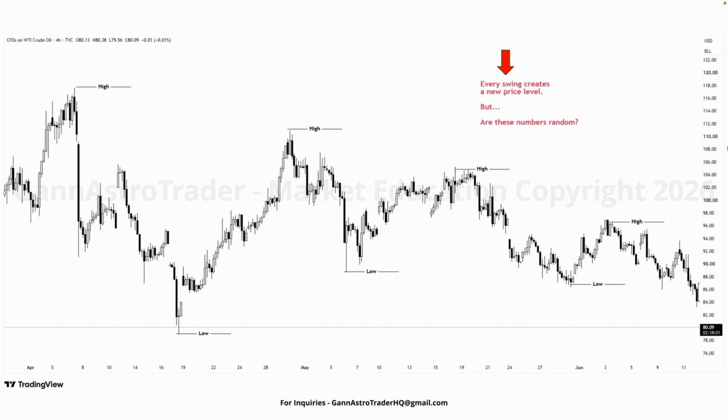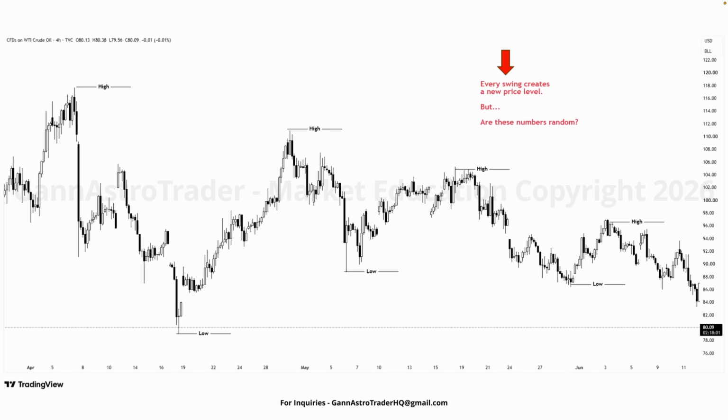Let's start at the beginning. Every trading session creates new highs, new lows, and countless price levels. To most traders, these numbers simply become part of the chart. But what if they aren't just random numbers? What if every price occupies a precise mathematical position?